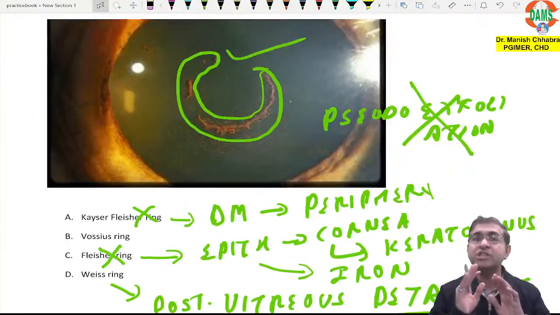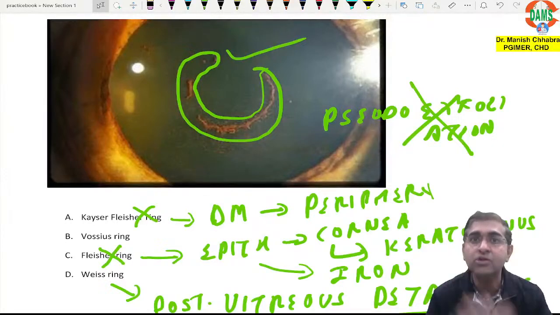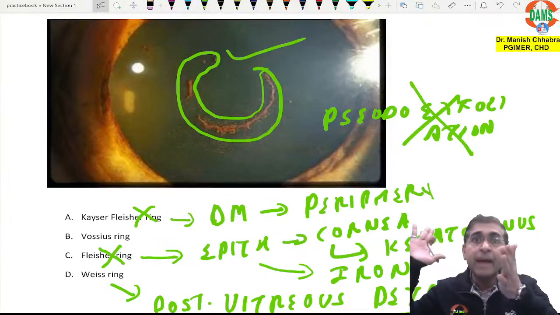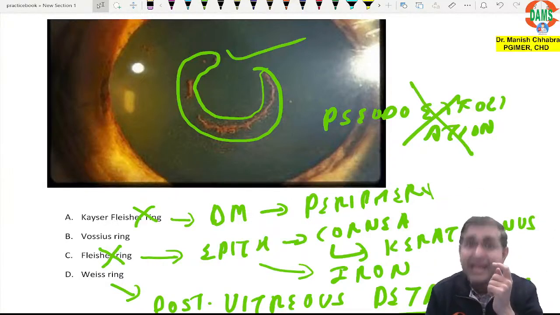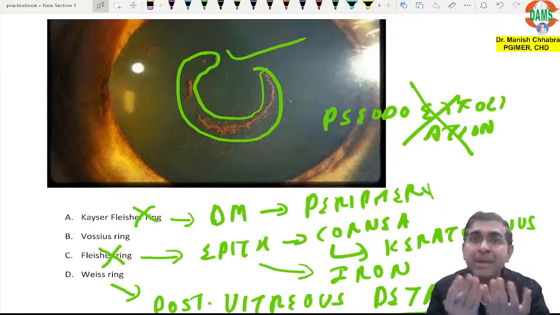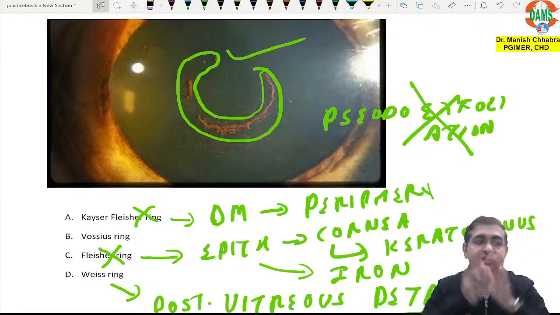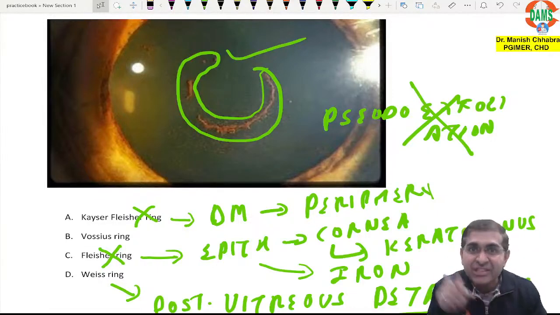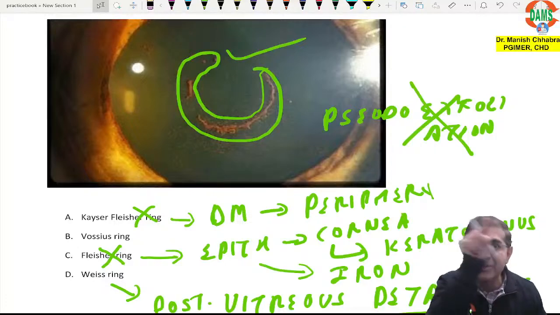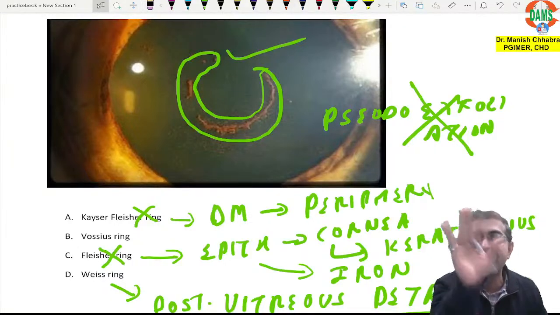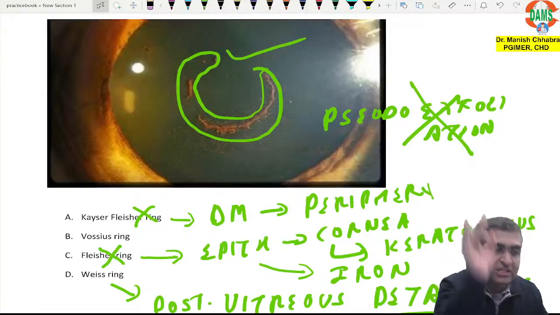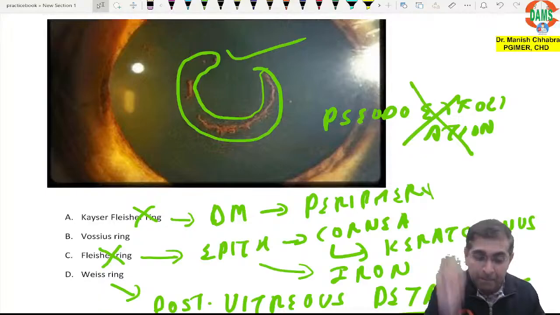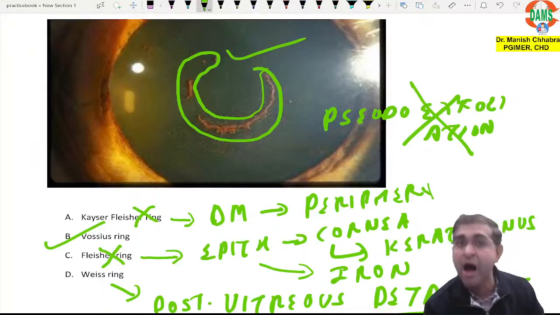So what happens is when there is blunt trauma to the eye, there is stamping of the iris on the anterior lens capsule. Due to stamping, there is pigment dispersion on the anterior lens capsule, which leaves a small circular pigmentation ring leading to formation of Vossius ring. So this is seen in your blunt trauma.